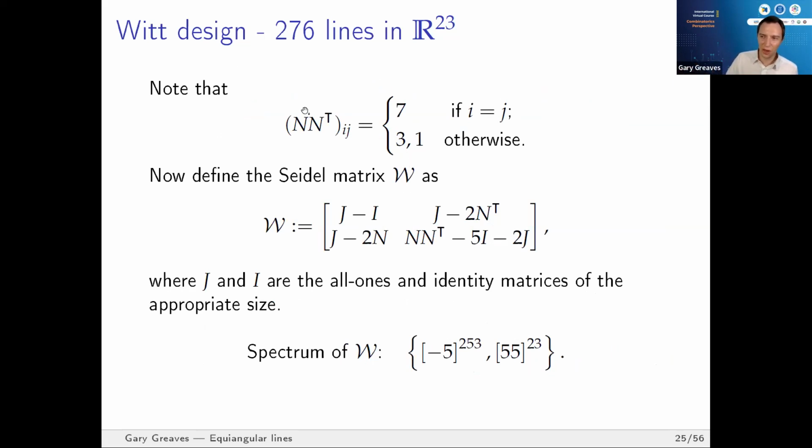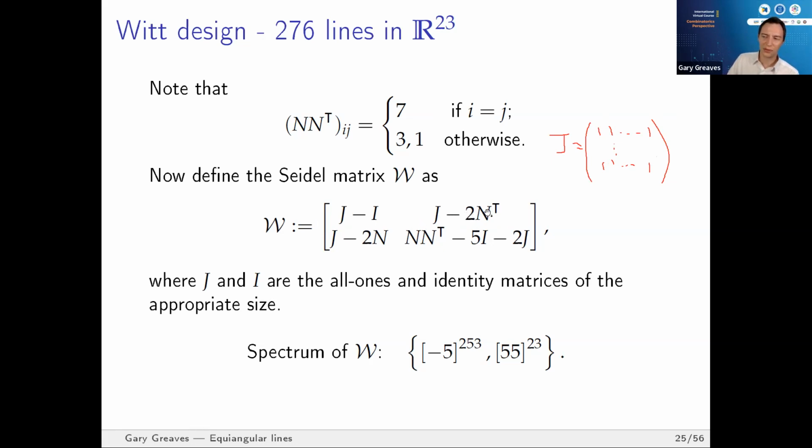So this is how we turn this matrix N transpose into a Seidel matrix, which we call W for the bit design. We have a 2x2 block matrix. We put J minus I on the first diagonal. Here J is the all ones matrix, and I is the identity matrix. So we have 0 on the diagonal and then 1s everywhere else. And then here we do J minus 2 times N transpose. So J is all 1s.